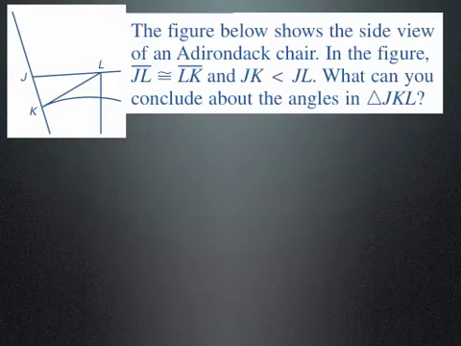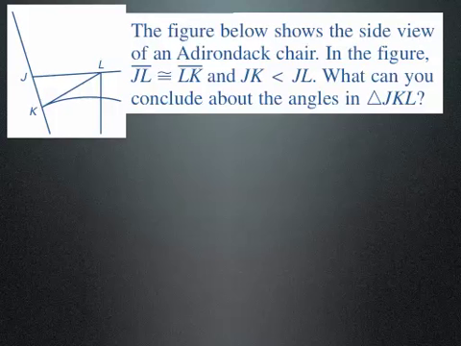The next example says the figure below shows the side view of a chair. In the figure, side JL is congruent to segment LK, and side JK is less than JL. What can you conclude about the angles in triangle JKL? If you remember the base angles theorem, when we have two congruent sides, we also know that the angles opposite of them are congruent.